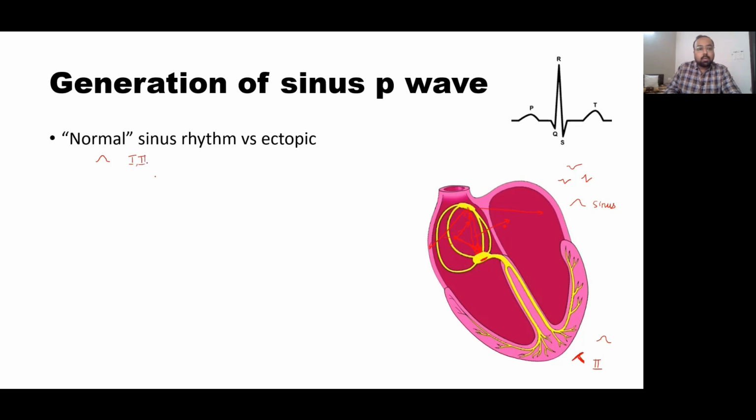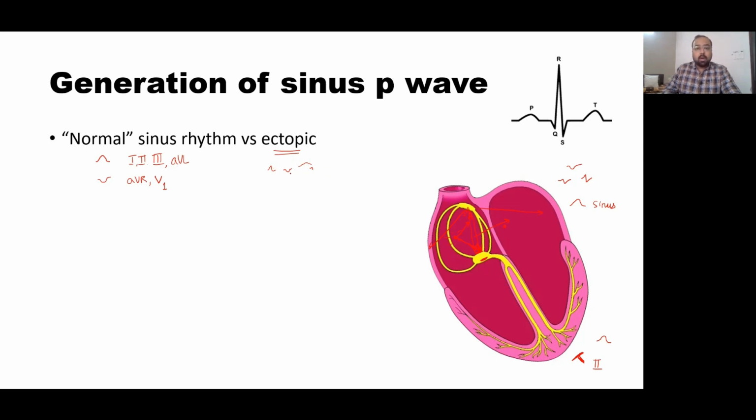If it is a normal sinus P wave, it will be a positive deflection in lead 1, 2, 3, and in AVL. And it will be a negative deflection in lead AVR, and to some extent even lead 1. Versus an ectopic P wave, which will have a changed morphology. It could be a smaller one, it could be a negative one, it could be a biphasic one, it could be a broader one. Depending on the location of the ectopic focus, the morphology will not be the same as the sinus P wave.